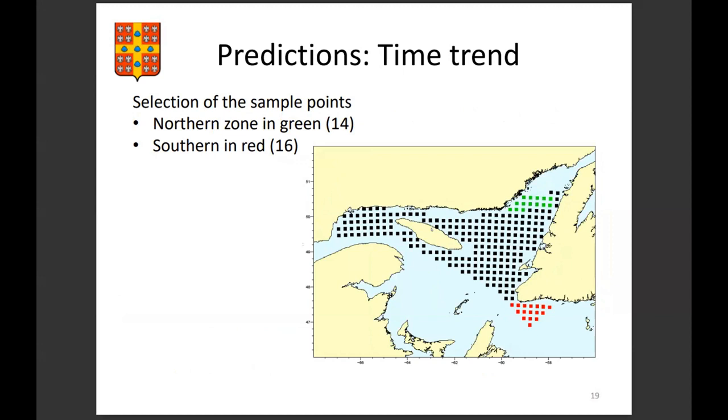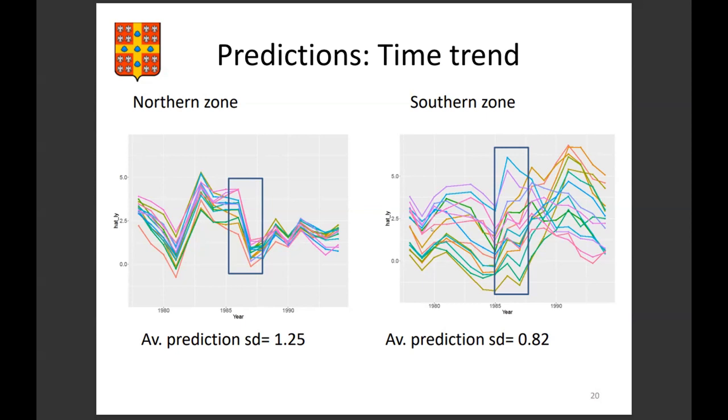Now there was this last issue, the issue of a time trend. We want to know whether the stock has moved from north to south. So we identified 14 stations in the northern part and 16 in the southern part, and we look at the time trend at these stations. In the northern part, one curve corresponds to the predicted U for a station, the time varying prediction U. And you can see that for a window between 85 and 88, there is a drop in the north, but there is a rise in the south.